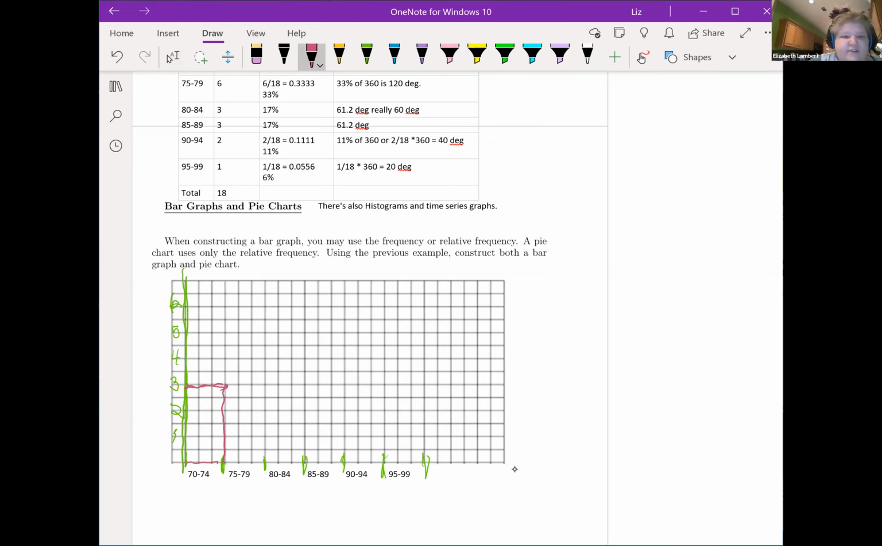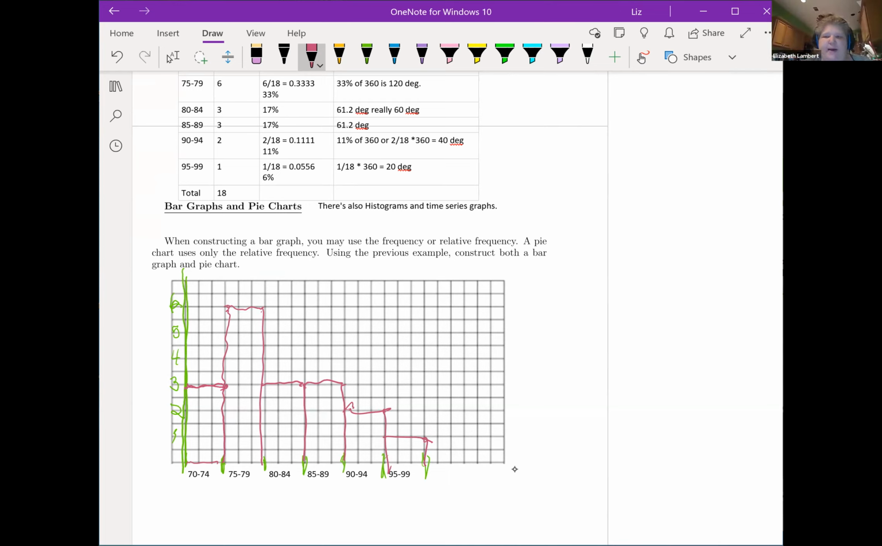All right, then the 75 to 79 gets our 6. And those of y'all not having to draw on the computer screen will do a much better job. All right, then the 80 to 84 are going to get 3. And the 85 to 89 will get, that was horrible. We'll also get 3. And then we have 2 and 1.